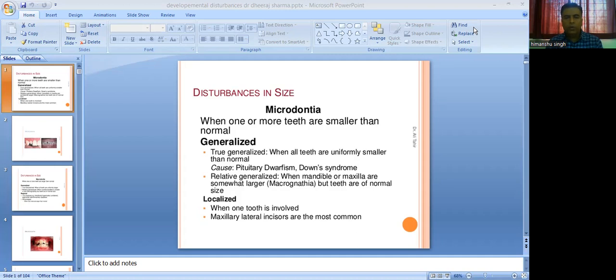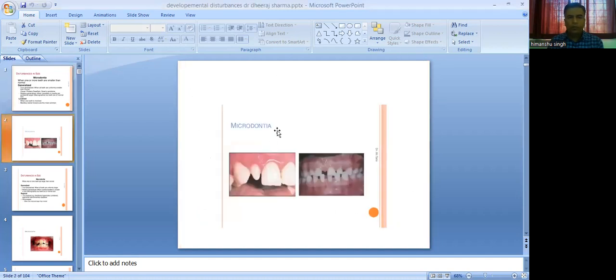Then we have localized, when only one tooth is involved. In this case, the maxillary lateral incisors are the most commonly affected teeth. As you can see in this photograph, the maxillary lateral incisor is smaller than the other teeth. And in the second photograph, since it is microdontia, the teeth are small. You can see the spacing in between the teeth.